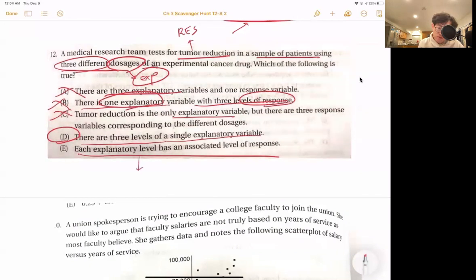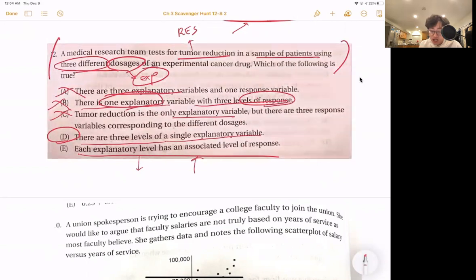Each explanatory level has an associated level of response? You don't know if they actually have some sort of relationship. If all three dosages give you the same response, then it does not give you an associated level of response. We can never predict that just by reading this. We need the data to prove that E is true, so E is insufficient information.